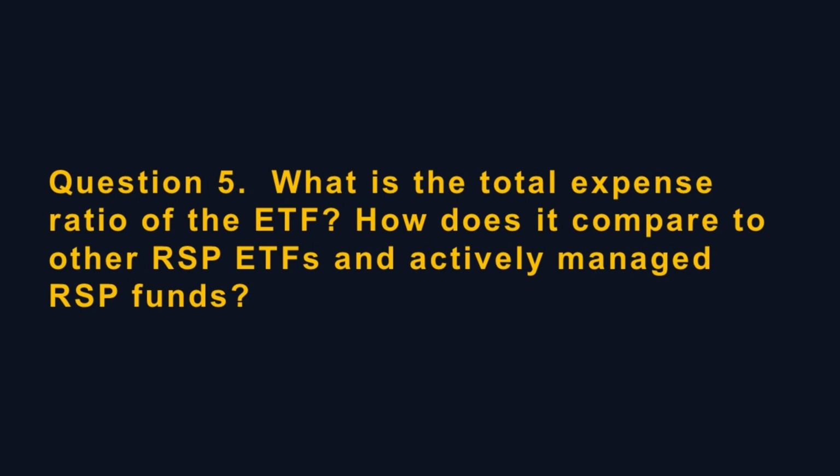Comparison with actively managed RSP funds. Generally higher costs. Actively managed RSP funds typically have higher expense ratios compared to RSP ETFs. These funds employ portfolio managers who research and select RSP stocks, leading to additional costs beyond basic management and administration. Expense ratios for actively managed RSP funds can range from 0.50% to 1% or even higher.